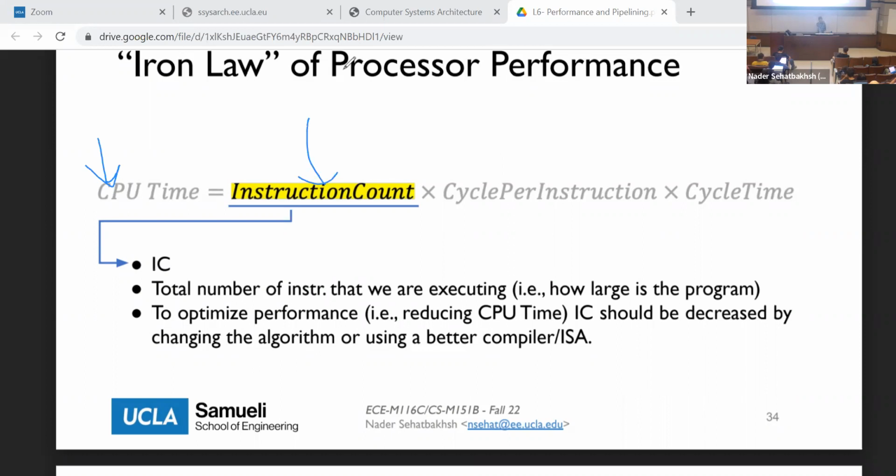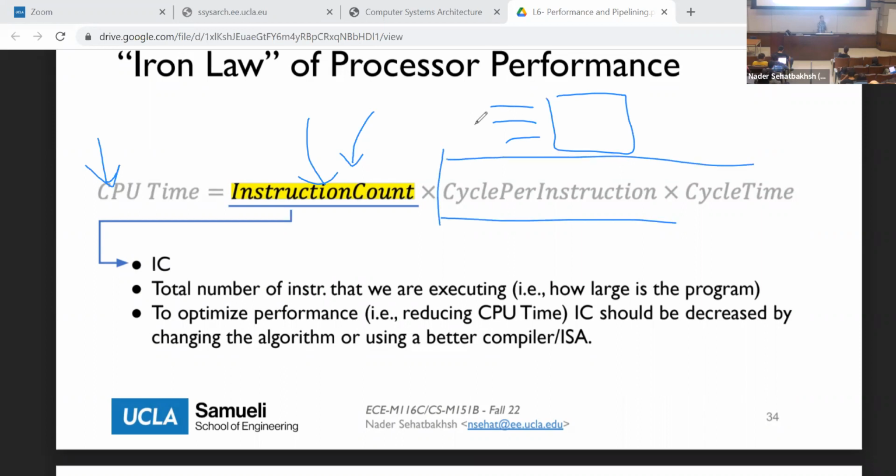Another important thing to think about is, remember we talked about RISC and CISC, right? If we use something like RISC that reduces the number of instructions, that can also potentially contribute to the CPU time. If for the same application we use fewer instructions, of course we're going to get better performance, better CPU time, right? But we should also be careful that by just using something like CISC, we don't impact the other things like the cycles per instruction or cycle time.